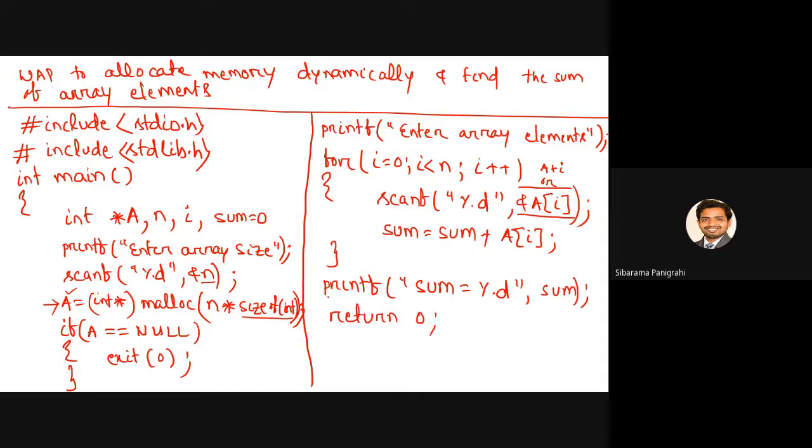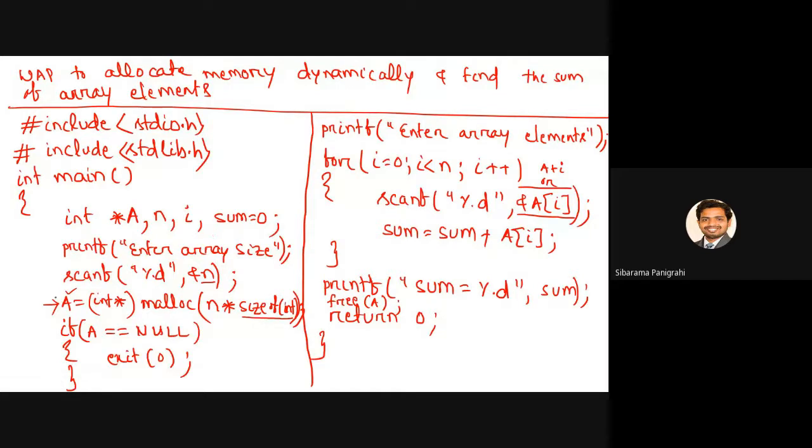Okay, before return 0, what I have to do? I have to free the dynamically allocated space. So here I will write free(a), right? Next I will terminate the program. So here let me put a semicolon, right?